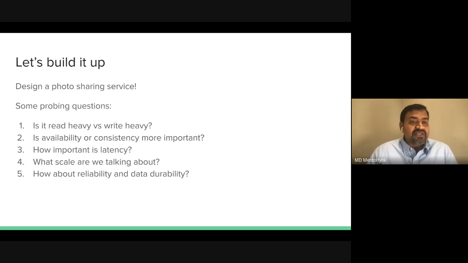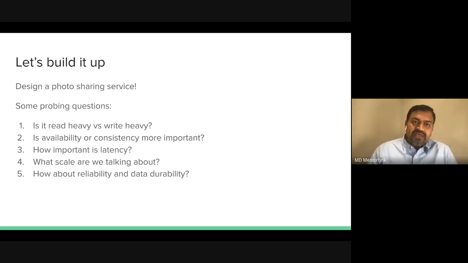What scale are we talking about? That's another question you want to ask. Is it a high scale, a medium scale, or a very, very Google-like scale? What are you talking about? That's very important because you design differently based on the different scales. How about reliability and data durability? Can you lose the data? Is it okay or not? Sometimes it is okay and you can make some trade-offs, but most of the time it is not okay to lose data. But we'll talk about how important it is.